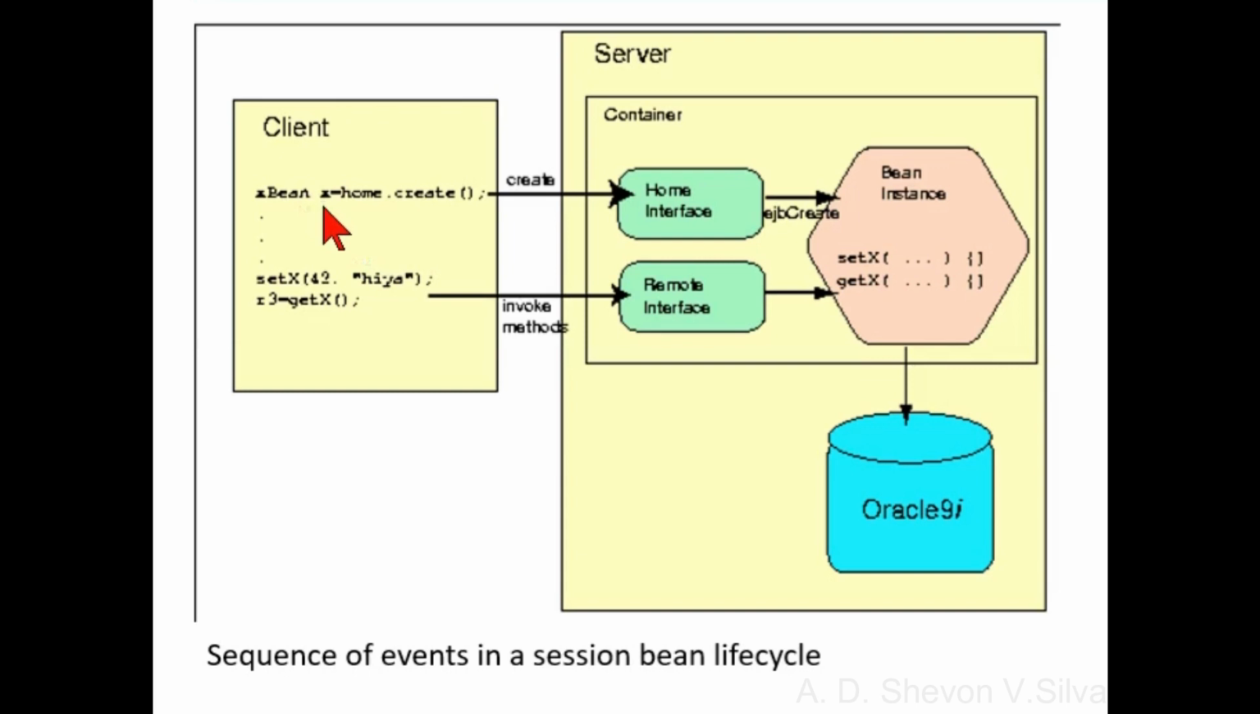Home interface X instantiates the remote interface X, and the container instantiates a bean for this client, which is destroyed only when a client invokes the remove. The object reference of the remote interface X is used to invoke methods on bean instance X. Step 4, the object reference of remote interface X is returned to the client 1.